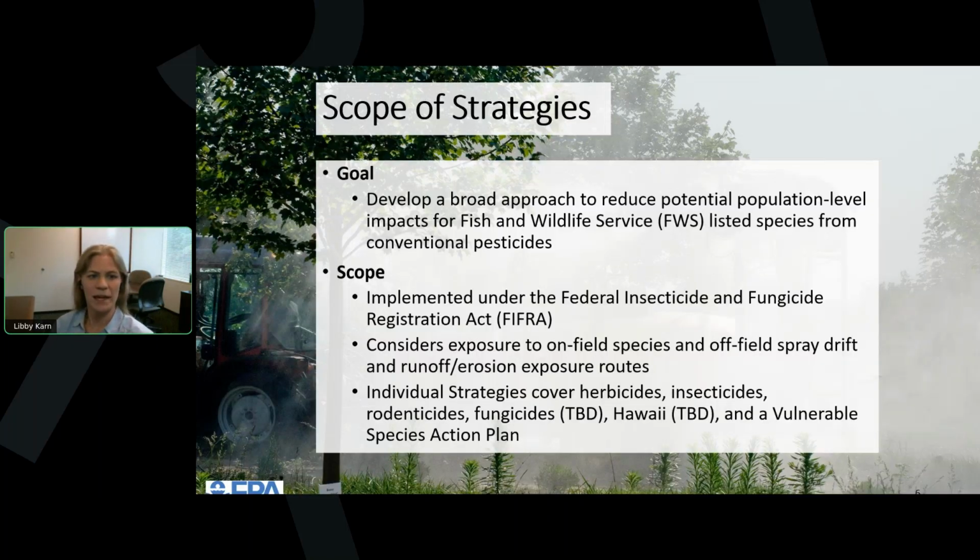EPA has released final strategies for herbicides, insecticides, and rodenticides. EPA has a Vulnerable Species Action Plan, or VSAP, that covers 27 listed species that are particularly vulnerable to pesticide exposure. EPA has future plans for a fungicide strategy, and Hawaii will have its own strategy because Hawaii has more than a third of the US's listed species and also has some unique pesticide use patterns.